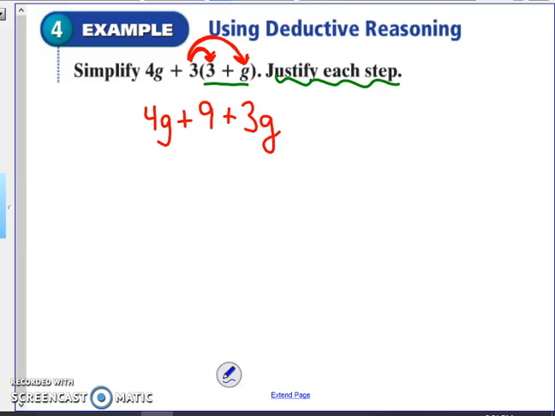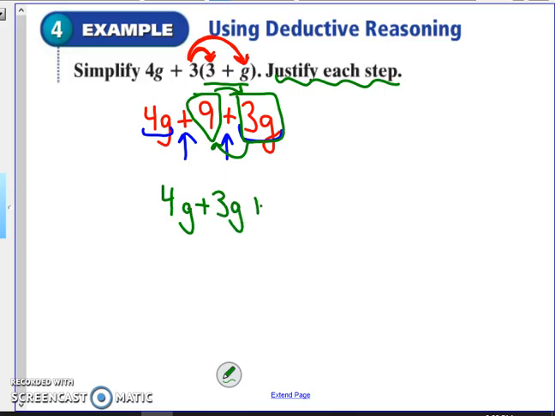I'm going to look for like terms. 4g and 3g are like terms. Now I notice that this is all addition, so I can combine the like terms, but I want them next to each other. We've learned that if there's addition, the commutative property of addition says it's okay to switch them around. So now I have 4g plus 3g plus 9.